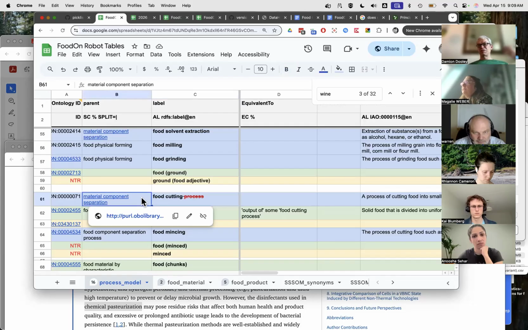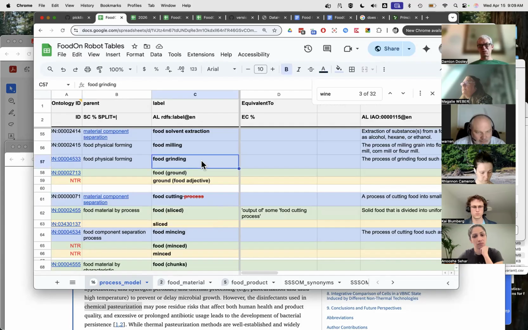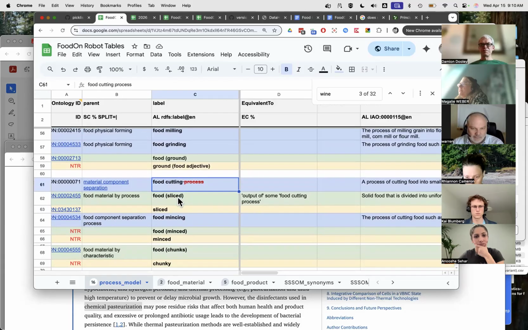I'm adding the word food to some of these processes where I could see that they fit underneath the general material processing branch, but that there are aspects to the operation that are just a little bit more specific to food and therefore justifying that. I've been waffling about that, so I'm thinking we should just take it case by case.